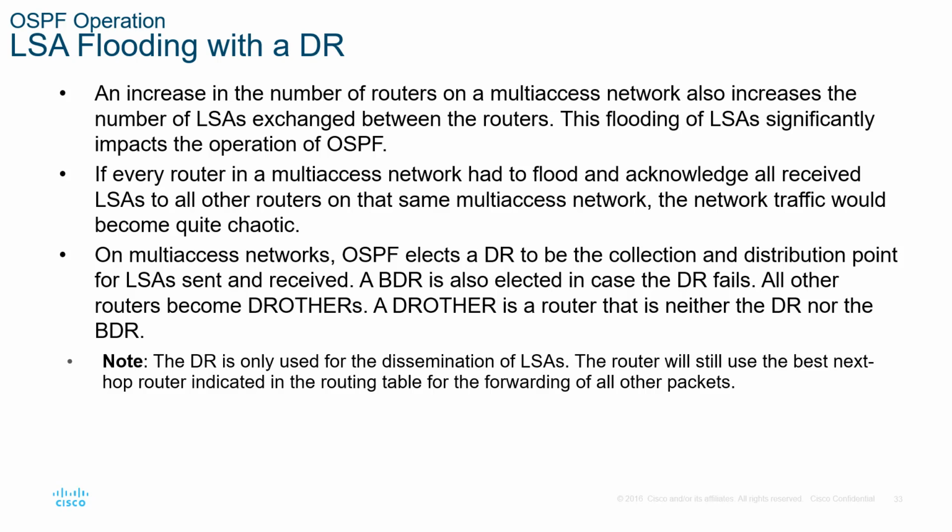Basically, a third option. If the DR fails, the BDR becomes primary, and then they'll hold another election for a new BDR. The router will still use the best next hop router indicated in the routing table, but the DR and BDR will actually be used to disseminate the routing updates.